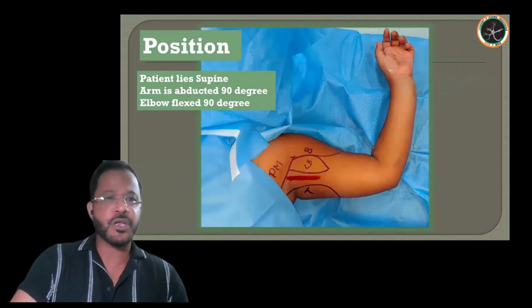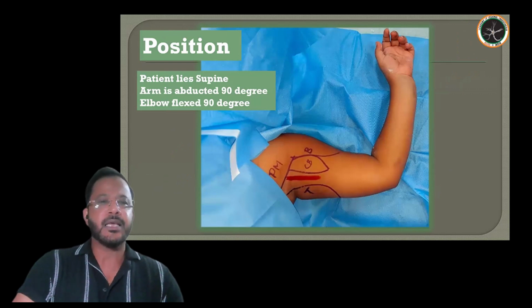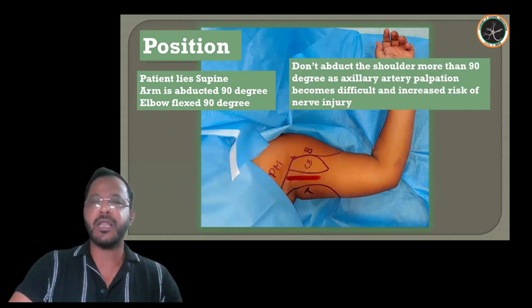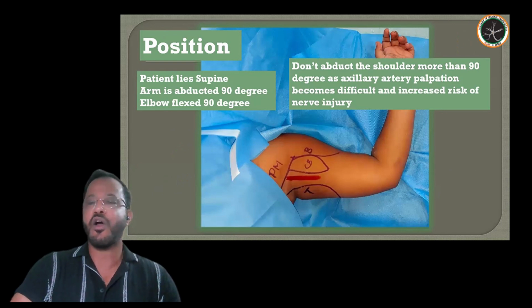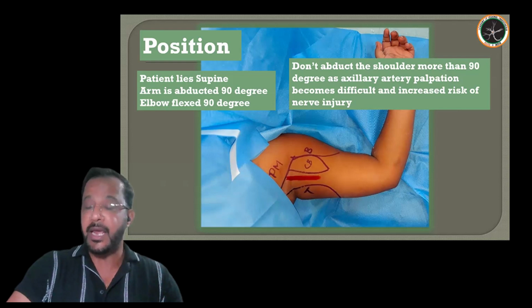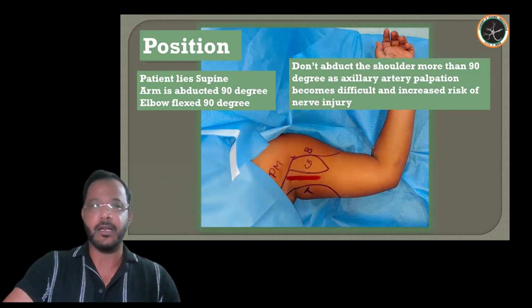So what is the patient position? The patient usually lies supine. The arm is abducted 90 degree. Elbow is flexed at 90 degree. The tip is don't abduct the shoulder more than 90 degree as the axillary artery palpation becomes difficult and there is increased risk of nerve injury, because as you abduct the shoulder of the patient more, the nerve comes more superficial and there are chances that you can injure the nerve while putting the needle.